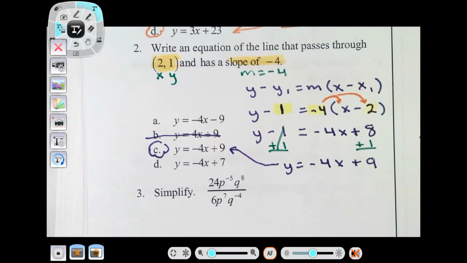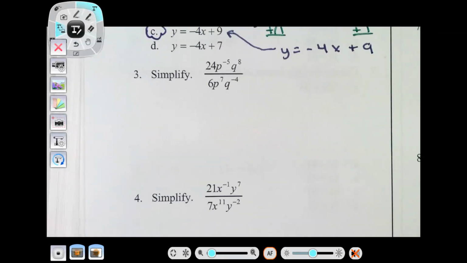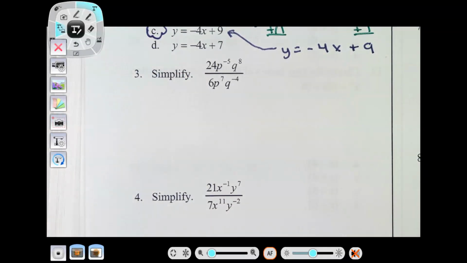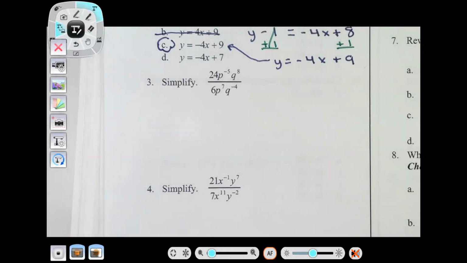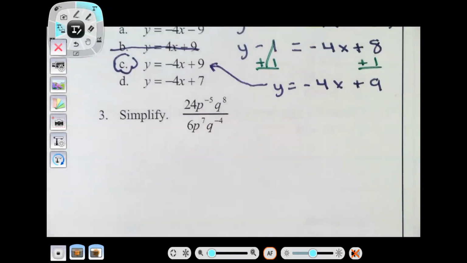Now, next question. Number 3. If you look at number 3 and number 4, which you can see both of them on the screen right now, they are the exact same type of problem. So instead of doing the same problem twice, I'm only going to do one of them. All right, so here we go. Let's go with number 3 just because it was the next one.